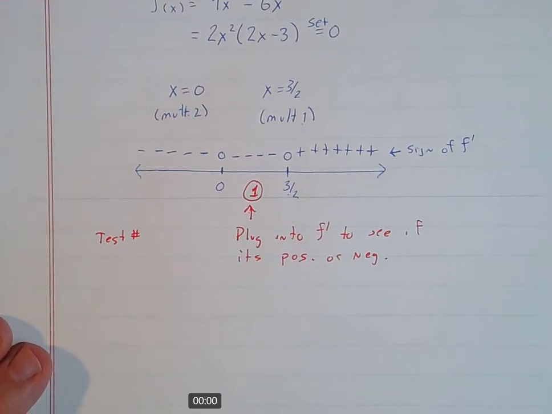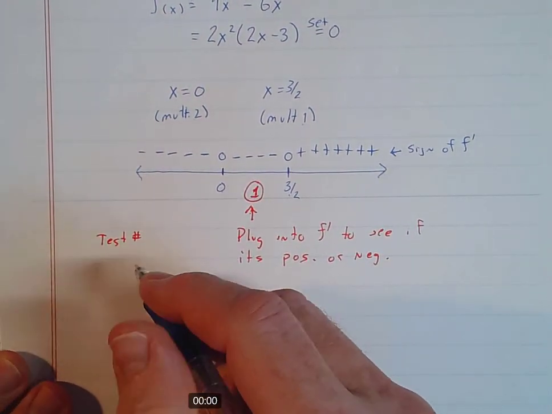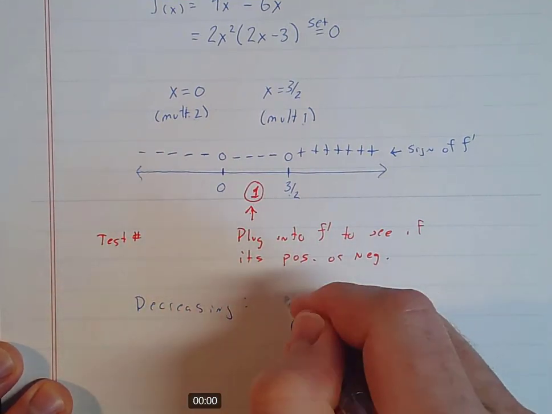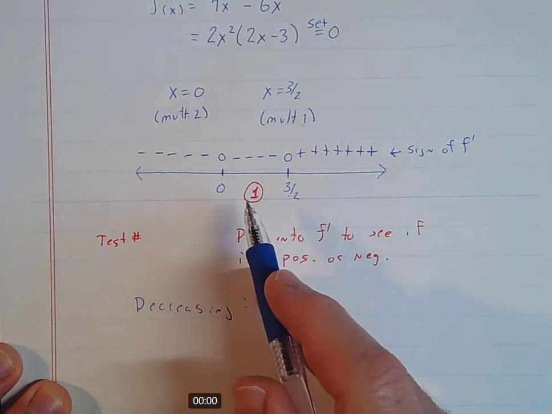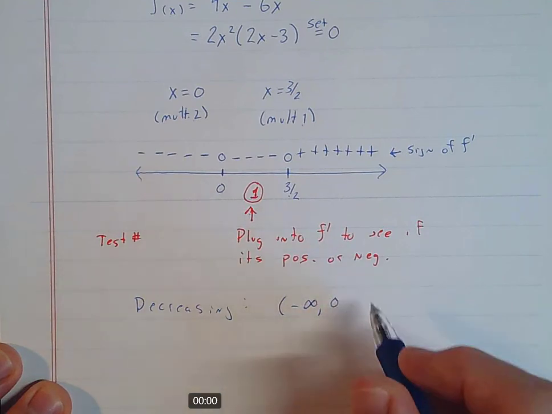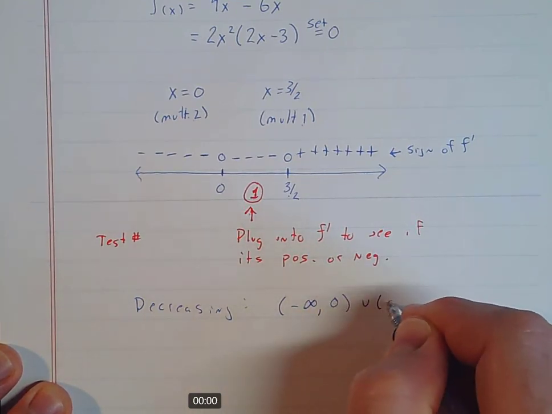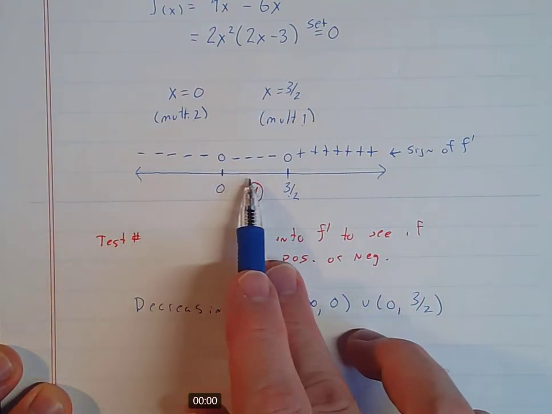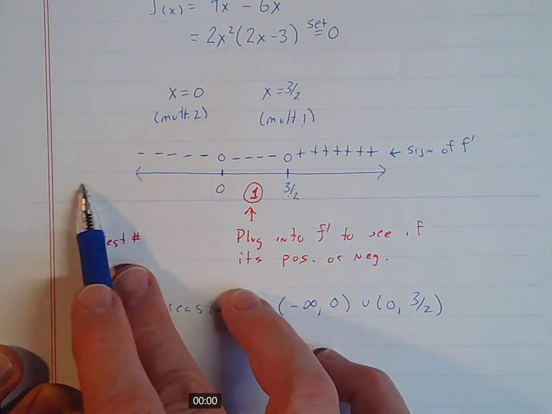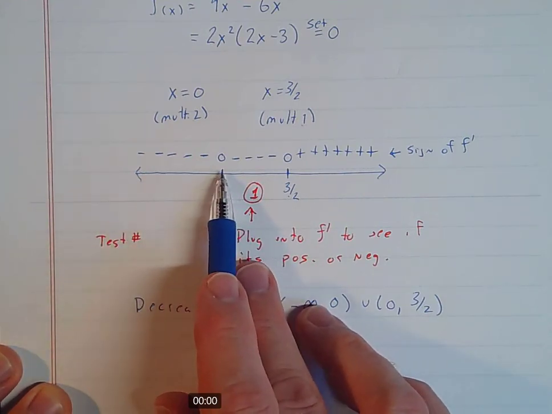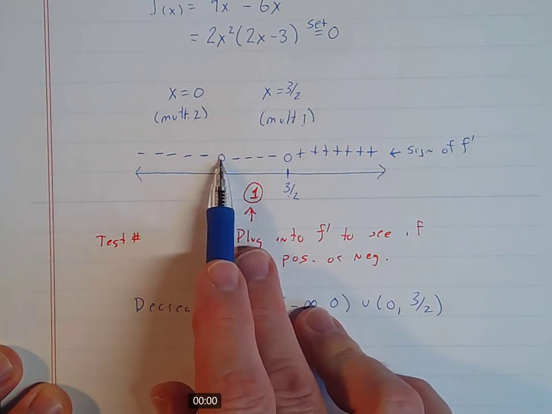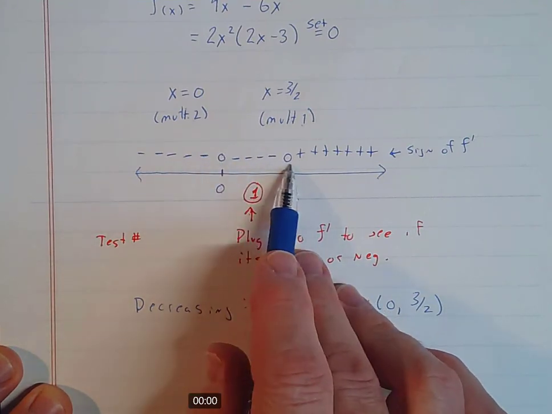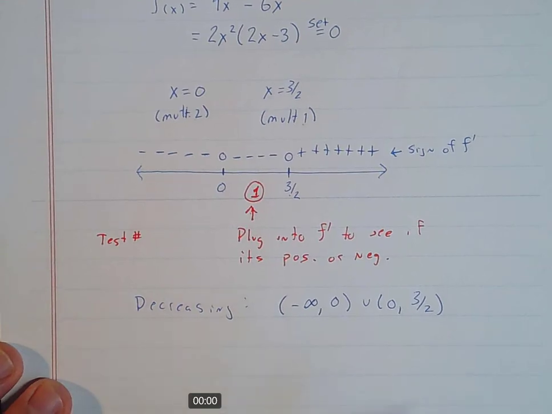Okay, so let's go ahead and write down some of the stuff we know. We know that this function is decreasing from negative infinity over until I hit 0. And it's also decreasing from 0 up until I hit 3/2, right? This is your x-axis here. So negative infinity, which goes out this way, until I hit 0. It's not decreasing at 0, right? Because the slope of the tangent line is 0 there, so it's leveling out at that point. But it's decreasing from 0 to 3/2, and so I've got where it's decreasing.